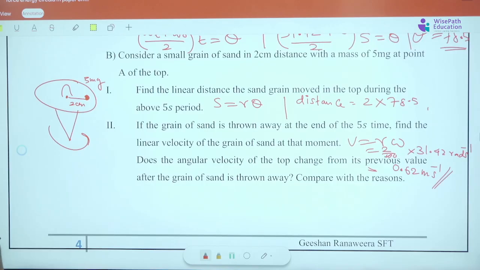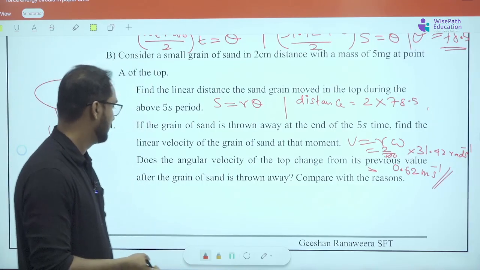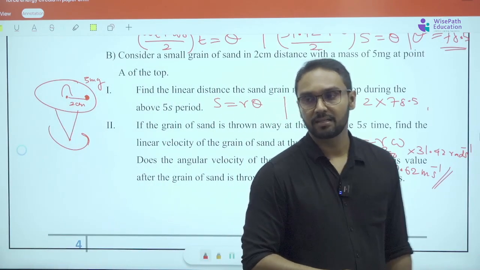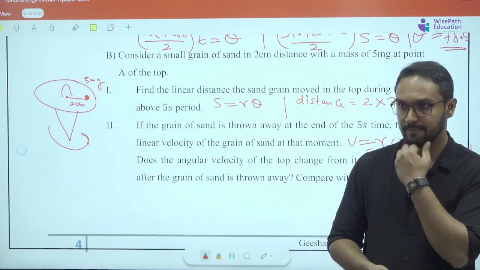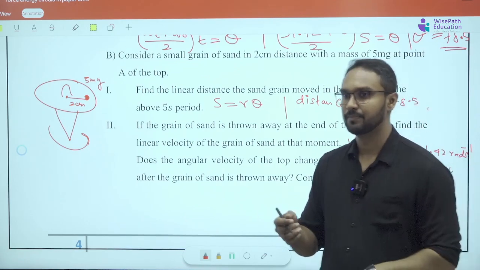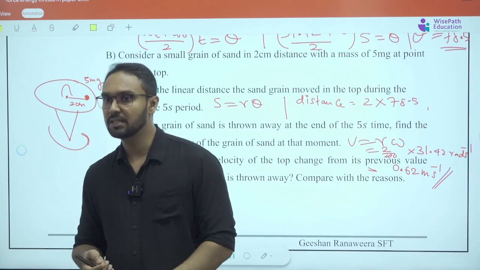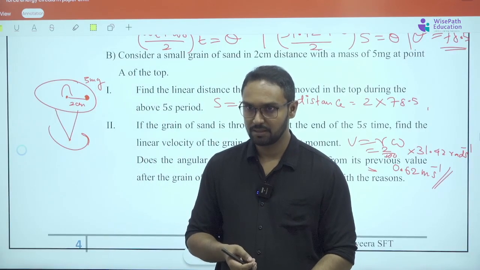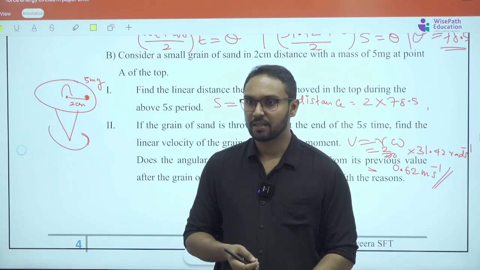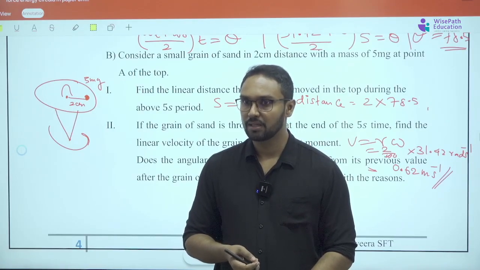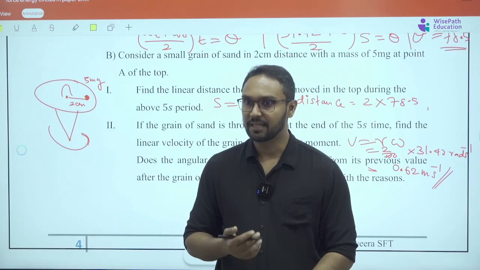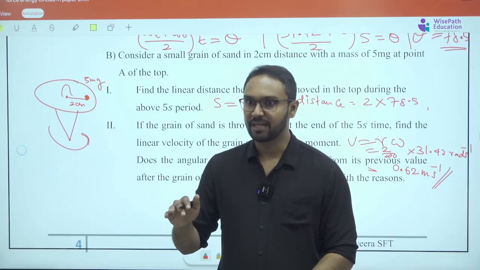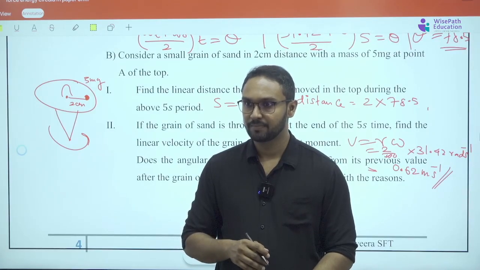Does the angular velocity of the top change from its previous value after the grain of sand is thrown away? Compare with the reasons. So when the sand is thrown away, what happens to the mass of the whole system? Mass goes down, which means the inertia goes down. Yeah, inertia is reducing, isn't it? So without an external torque, the inertia reduces. When the inertia reduces, to keep the momentum constant, what happens? The velocity has to increase, right?